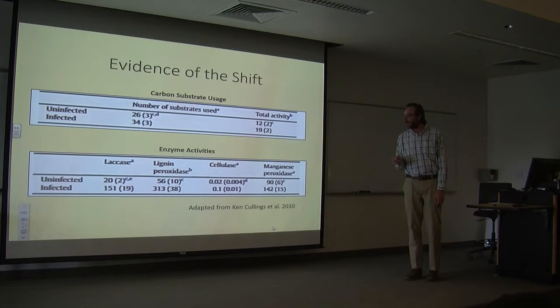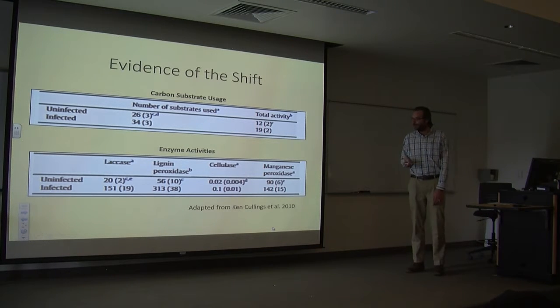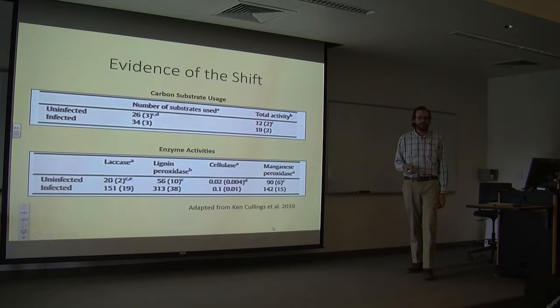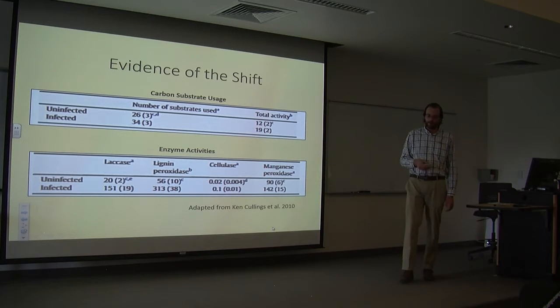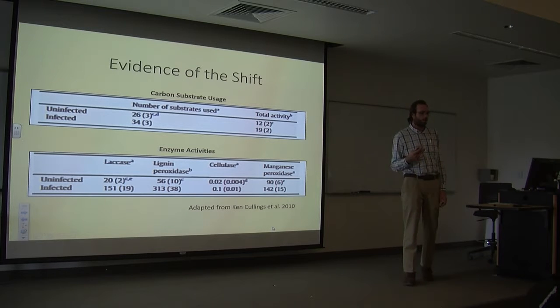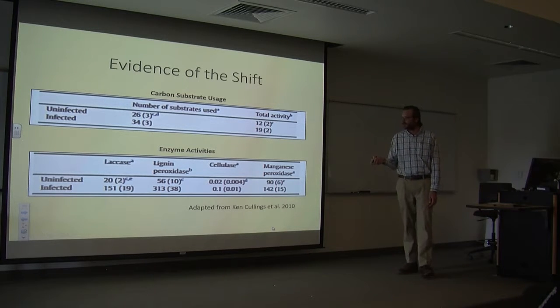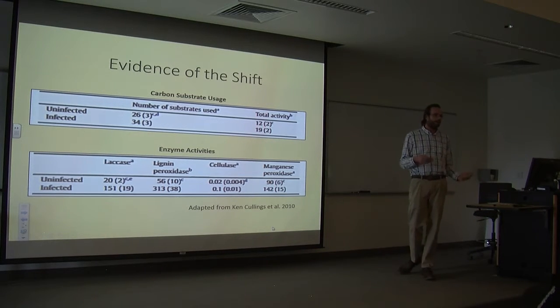This evidence is backed up by further evidence where they did an enzyme activity analysis. All these enzymes here are used to break down organic carbon like cellulase and lignin that is found in organic plant matter.